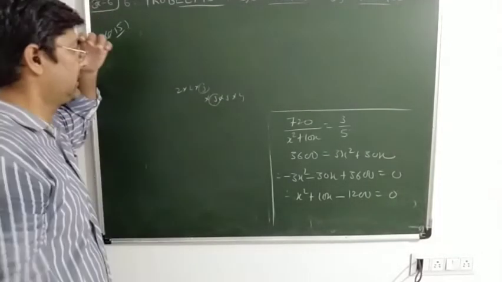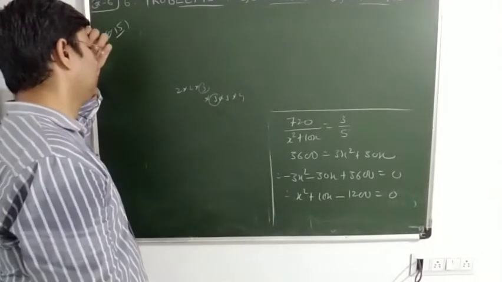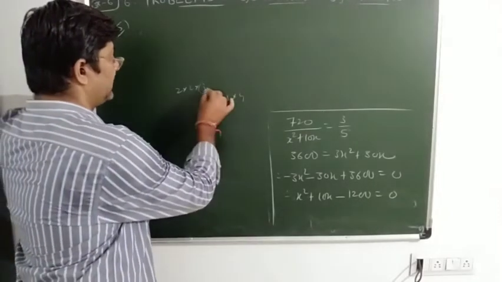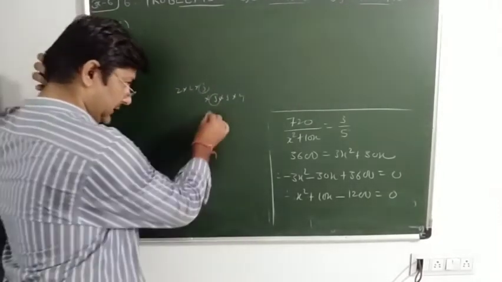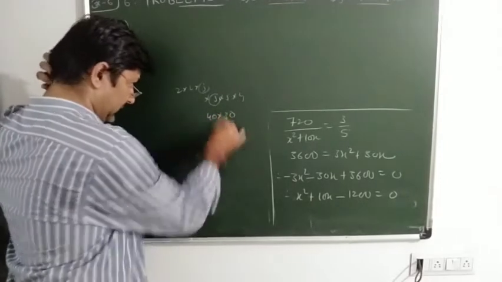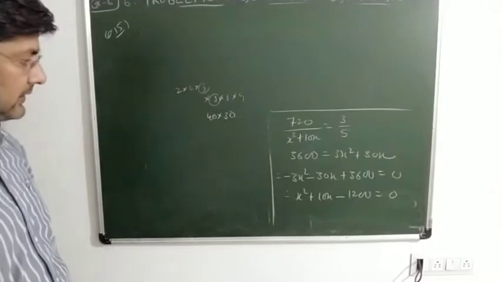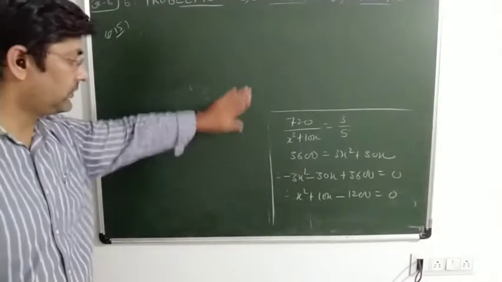Okay, 5 5s are 25 or 5 4s are 20, 2 2s are 4, 5, 15, 30. Yes, 40 30s are 1200. Yes or no? 40 into 30 will be 1200 and 40 minus 30 will give you 10.